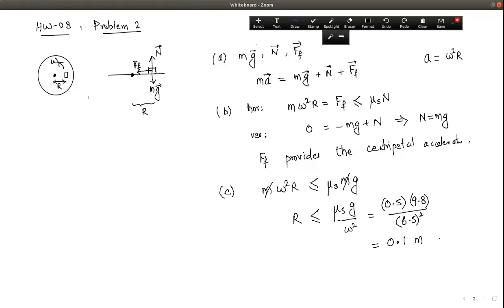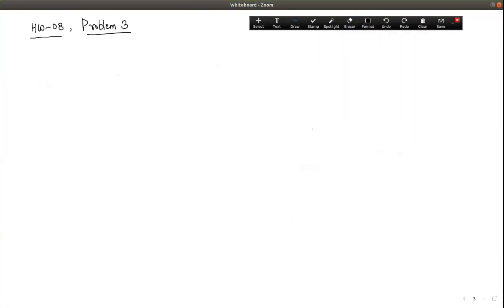Let me pause again before I start the next. This is homework 8, problem 3. This discusses an angular motion, a rotational motion of a fan blade. We are given the angular acceleration for the fan blade, which is alpha, to be 10 radians per second square. The question is at what point on the blade, as measured from the axis of rotation, does the magnitude of the tangential acceleration equal that of the acceleration due to gravity?